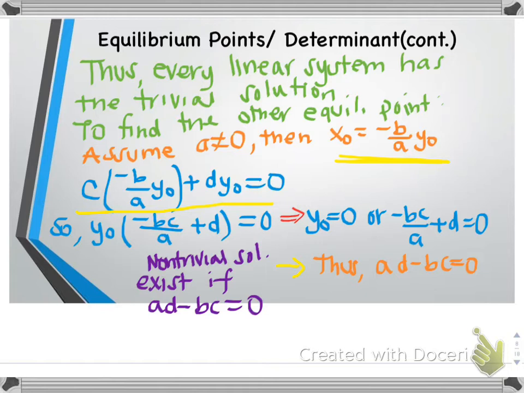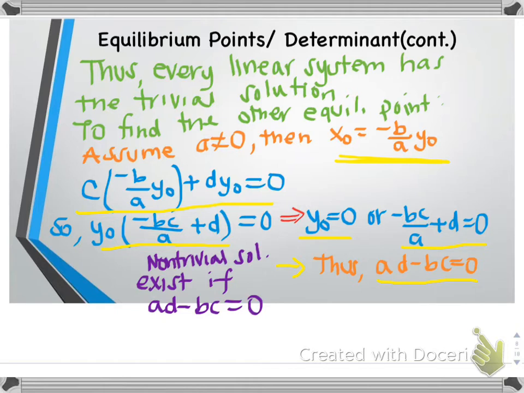This should look familiar from chapter 2, when we were looking for our equilibrium points and how we factored out. So we factor out a y sub 0, and we're left with this inside here, and you can verify that, and that equals 0. That tells us that y sub 0 equals 0, or negative b times c over a plus d equals 0. If we pretty that up a bit, we'll get a times d minus b times c equals 0. Some of you who've had linear algebra should notice that that looks familiar, especially for a 2 by 2 matrix, which we'll talk about on the next slide.